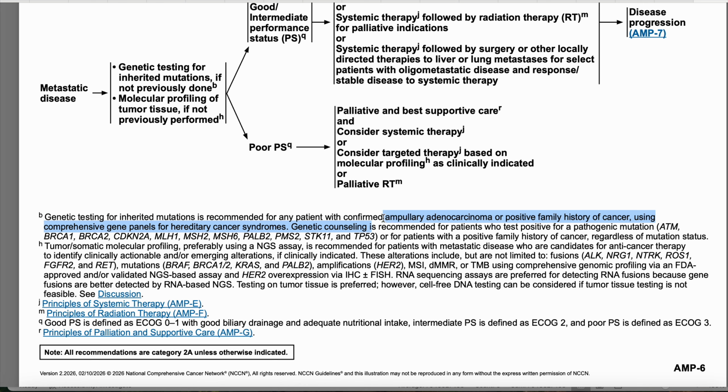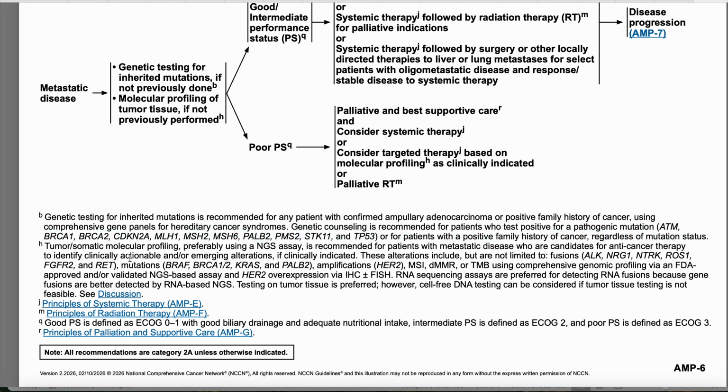or positive family history of cancer, using a comprehensive gene panel for hereditary cancer syndrome. Genetic counseling is recommended for patients who test positive for pathogenic mutations like ATM, BRCA1, 2, CDKN2A, MLH1, MSH2, MSH6, PALB2, PMS2, STK11, P53, or for patients with positive family history of cancer regardless of mutation status.